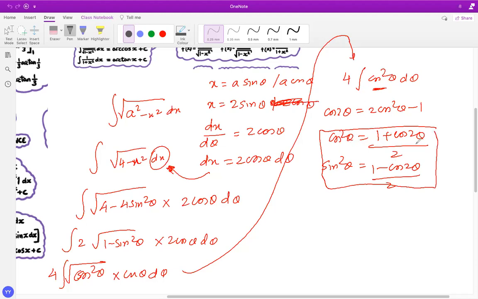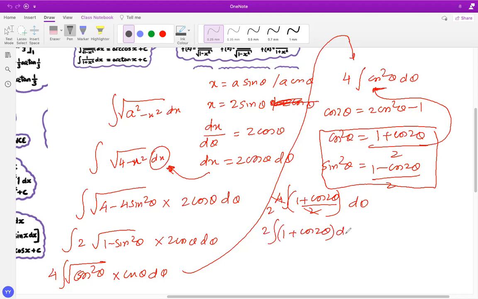So I'm going to put cos square theta as this, and what I get is 4 times 1 plus cos 2 theta over 2 d theta. The 2 and 2 cancel here. So you get 2 times 1 plus cos 2 theta d theta. Now the integration of 1 is theta, and the integration of cos 2 theta is sine 2 theta over 2. So it is 2 theta plus sine 2 theta plus c. Don't forget to write plus c.